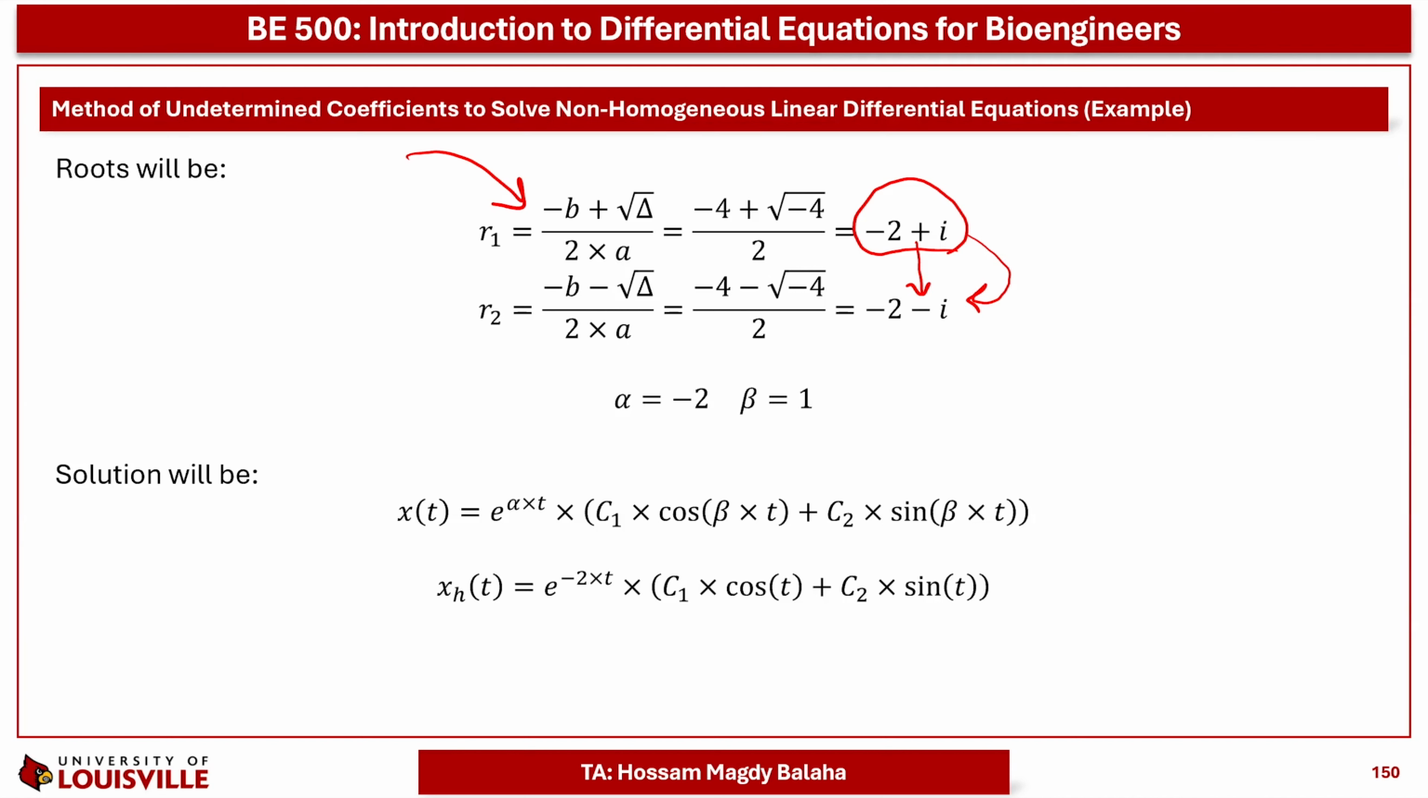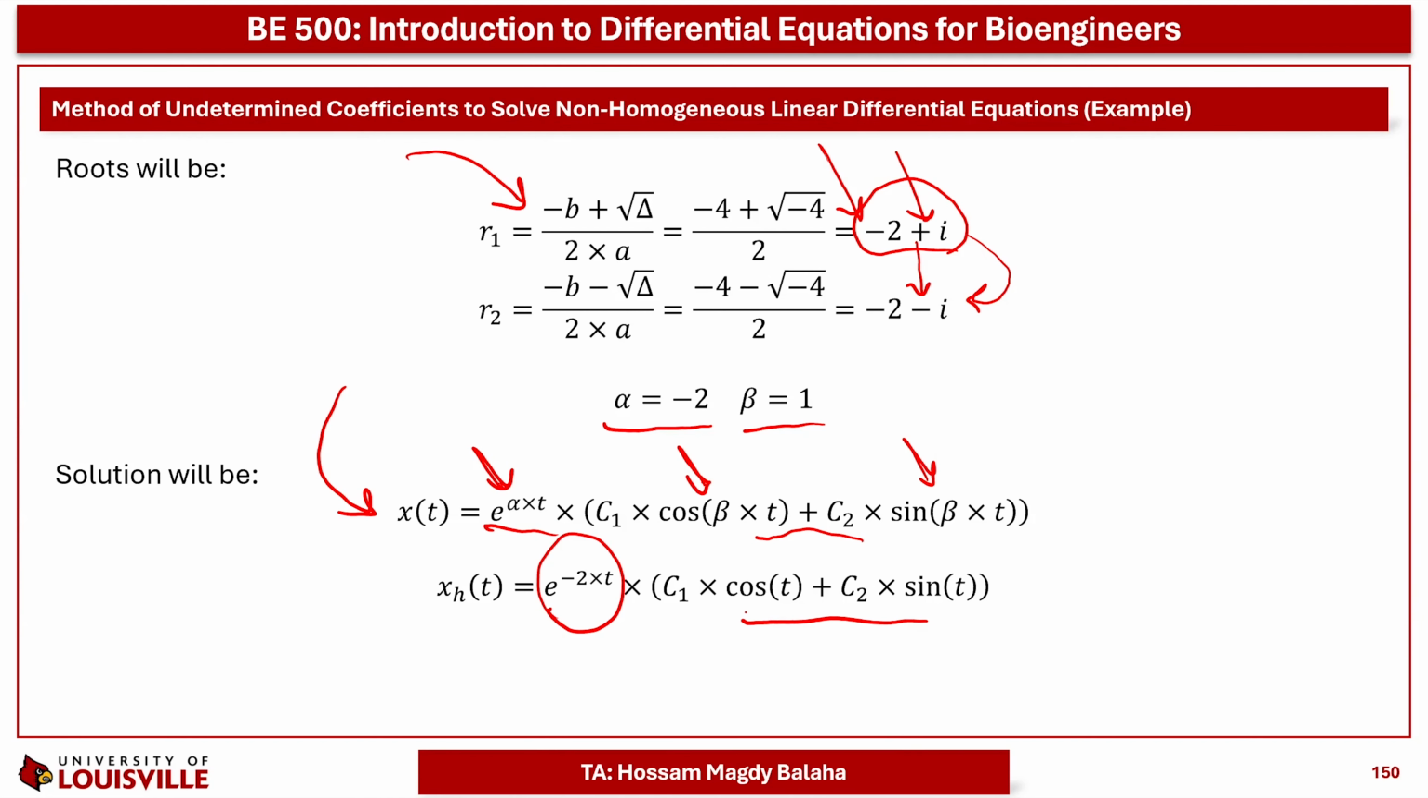Now we have alpha and beta. Alpha is negative 2, beta is 1. Using alpha and beta, substitute in the corresponding solution, which is in this form, exponential multiplied by cosine and sine. Substitute alpha as negative 2 to be like that. Beta is 1 here and here to be like that. Now we have xh of t, which is the homogeneous solution. Keep it until we get the particular solution.